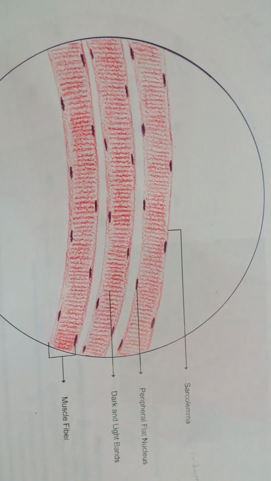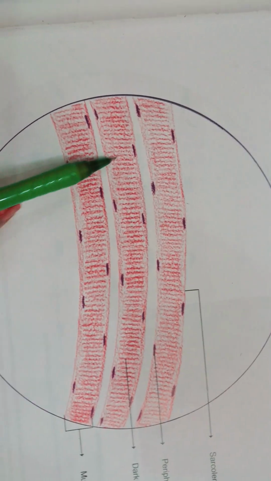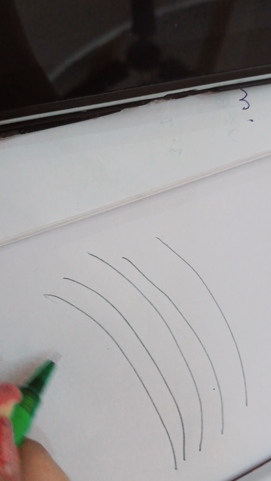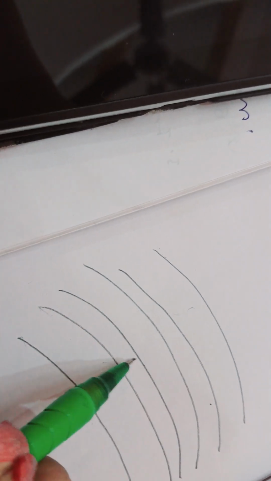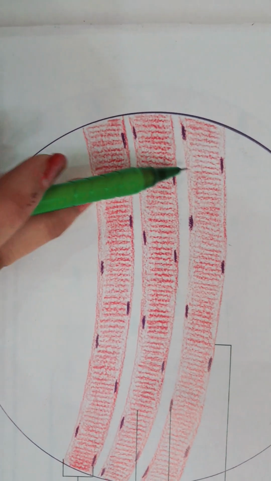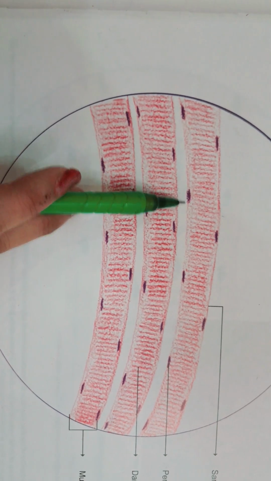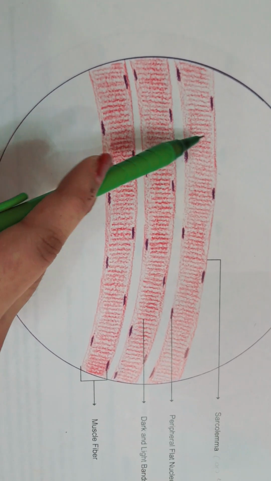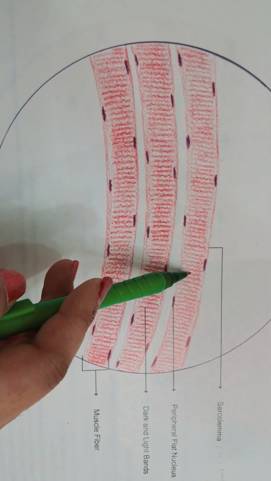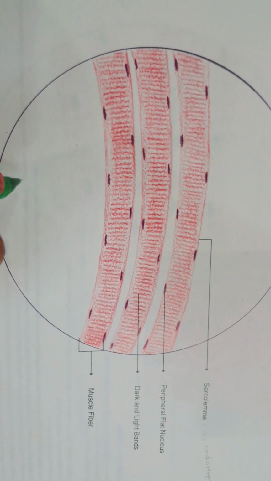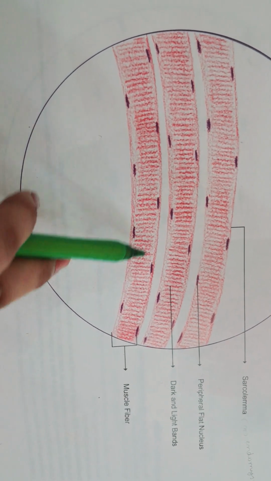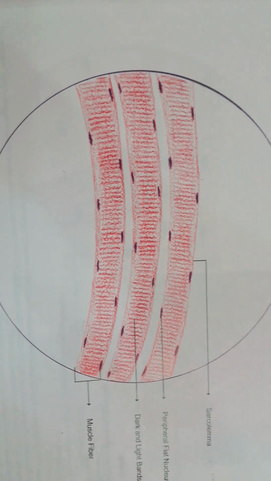Now let us see how to draw skeletal muscle. We need to draw cylindrical parallel fibers like this, and we need to place flattened nuclei on these lines, and we need to cover with eosin pencil, and we need to trace some lines which are known as dark bands. So this is skeletal fiber. Labeling includes sarcolemma or endomysium, peripherally flat nuclei, dark and light bands, and this is muscle fiber. Now let us see cardiac muscle.